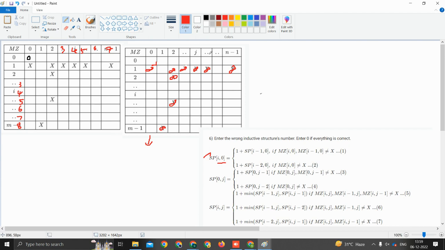We have i j over there. You read with the if condition: if maze of i comma 0, then 1 plus SP of the previous, i minus 1 comma 0. We are starting here with 0, the first point. This point is 0. That basically means that we don't have two consecutive x's, right?